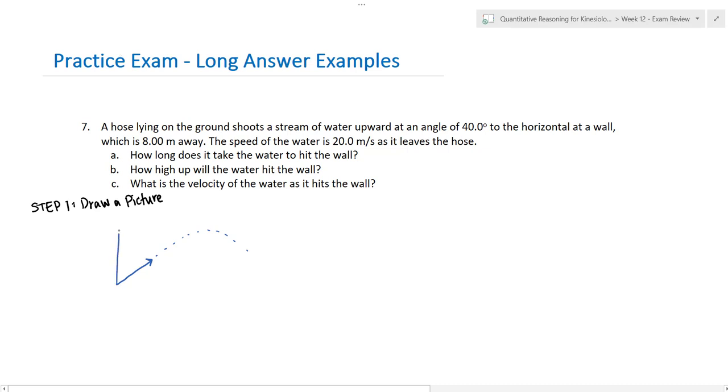So our picture should always have a y-axis and an x-axis, and it should have all the important information. So the water is at an angle of 40 degrees above the horizontal. The wall is 8 meters away. So this is the wall right here, and it's 8 meters away from where the hose was. So this would be 8 meters. And the speed of the water is 20 meters per second as it leaves the hose.